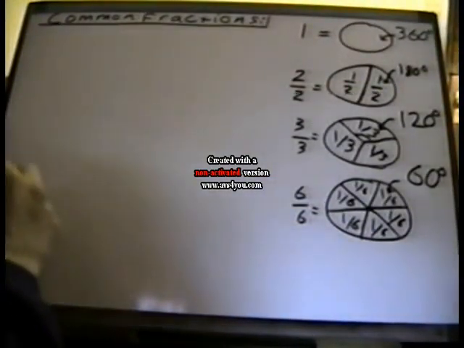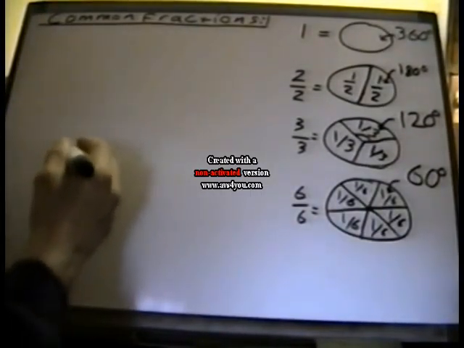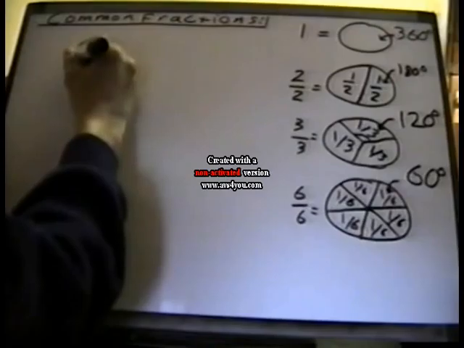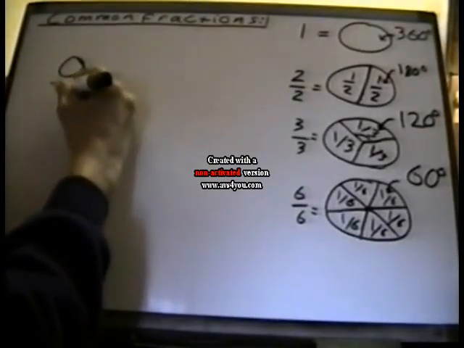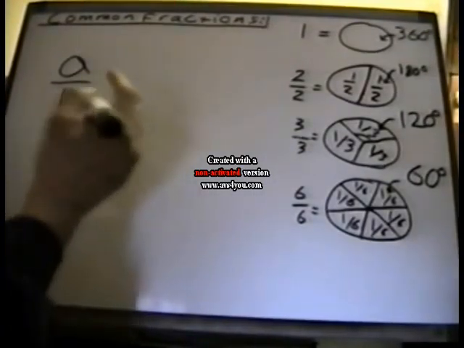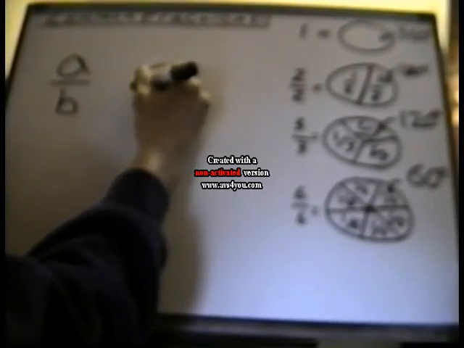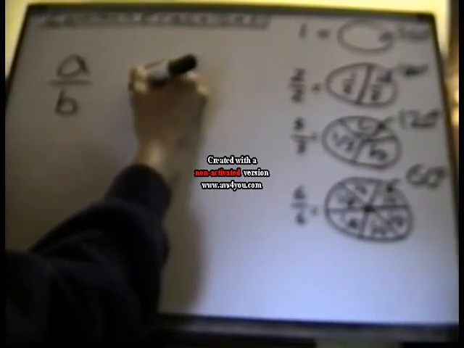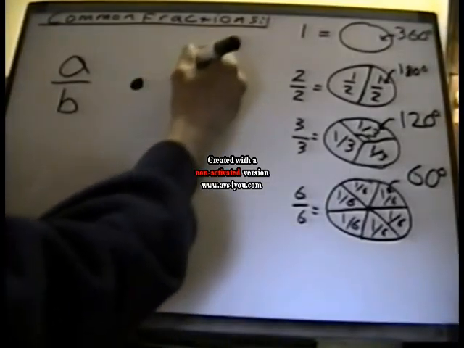Now here, I like to point out how to multiply fractions. Show you, you have A over B multiplied by C over D. We use this large dot for a multiplication symbol.